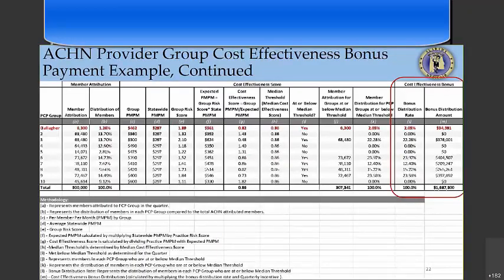And again, comparing Gallagher Family Practice to the other groups in the state that qualified, you can see how the math works for their new distribution rates applied to the quarterly bonus. And this is a key step in our process, as this ensures that the entire quarterly pool will be distributed among all qualifying groups.